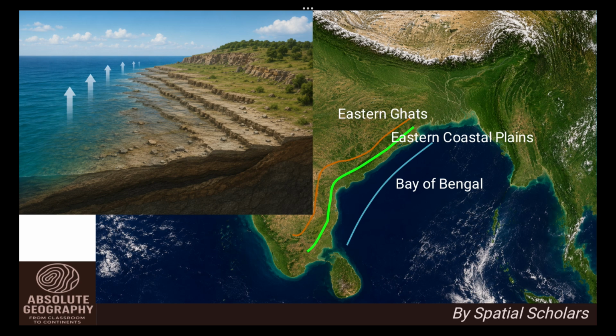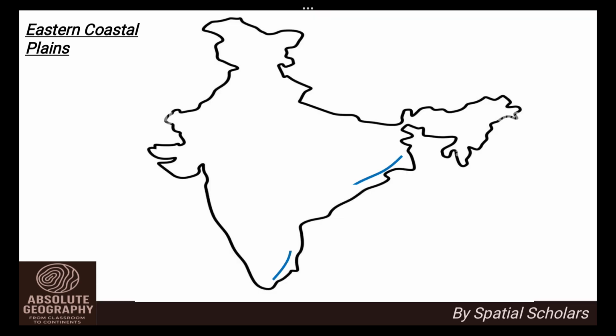The rivers flowing towards the Bay of Bengal travel hundreds and in some cases thousands of kilometers across the Indian peninsula. By the time they reach the coast, they have slowed down considerably and carry enormous quantities of sediments. Instead of cutting deep estuaries, these rivers deposit their sediments near the coast, gradually building some of the largest and most fertile deltas in the world. The eastern coastal plains are divided into two major regions.